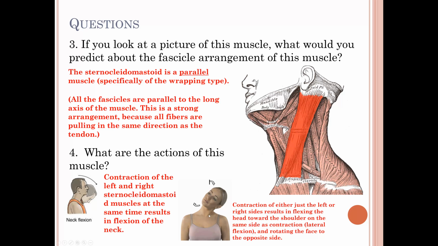So in this particular example, this would be contraction of the left sternocleidomastoid. So the head is undergoing lateral flexion to the left side, and then the face gets rotated to the opposite side, so facing in the opposite direction as the lateral flexion.